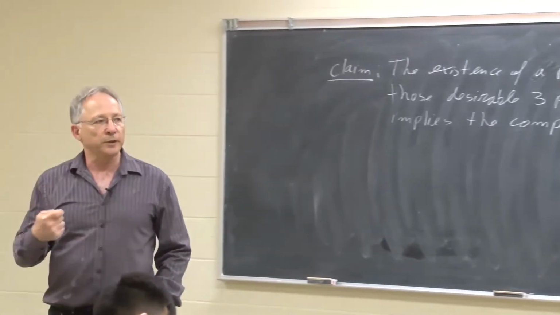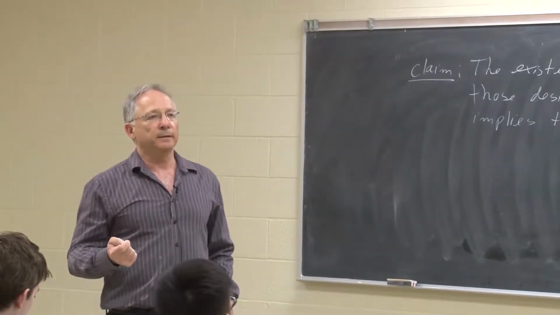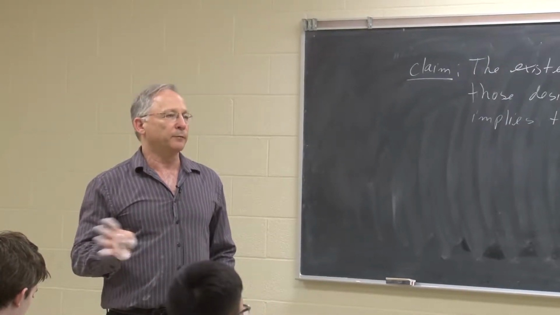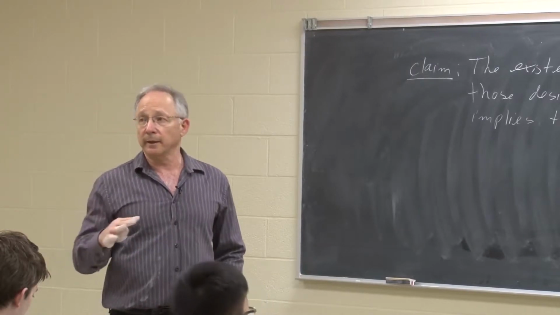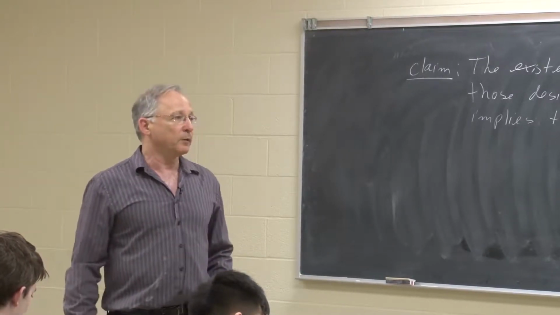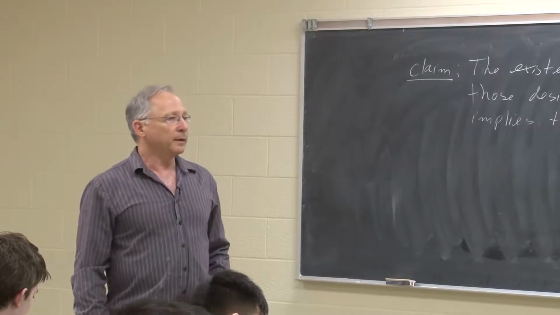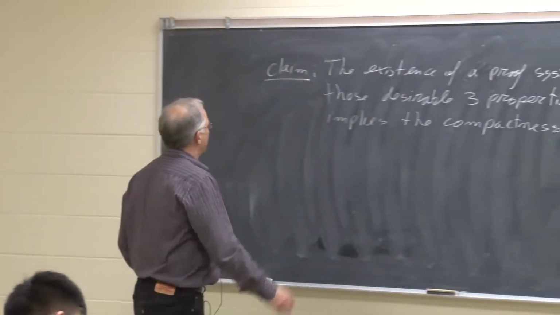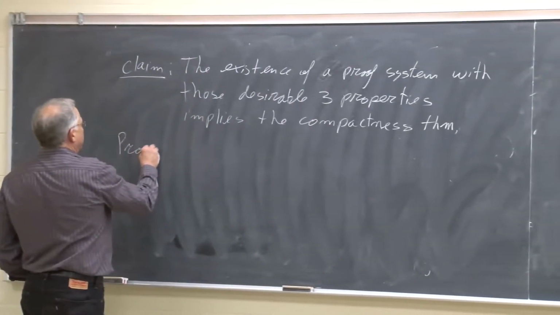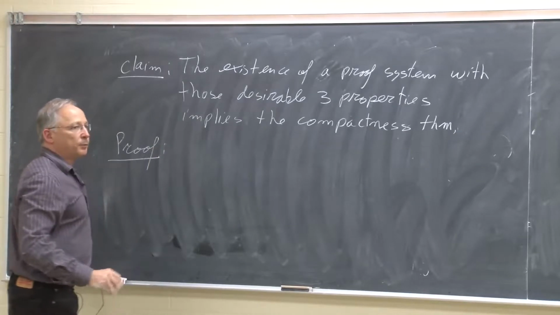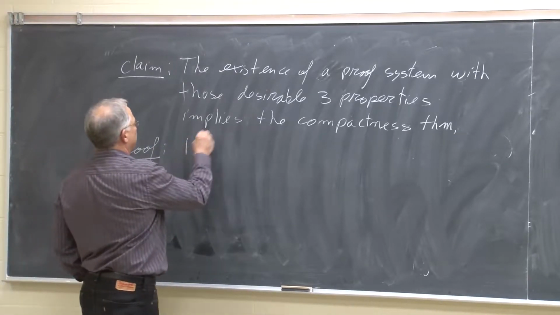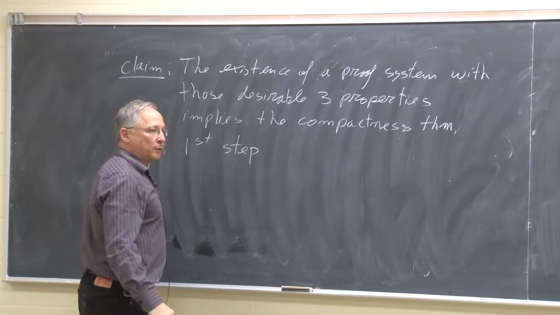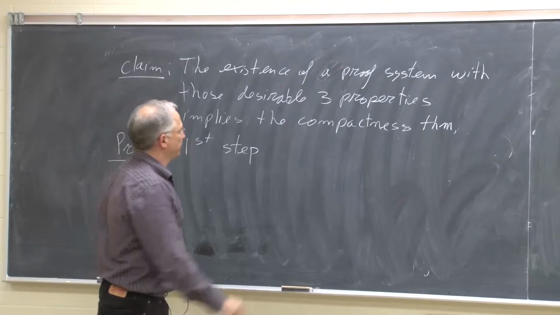So you remember in propositional logic, we proved the compactness theorem without having to invoke any formal proof system. We did it completely in the semantics. Here, my easiest way of proving the compactness is through the proof system. So, proof of the claim. The first step is going to be exactly like what we did in propositional logic.